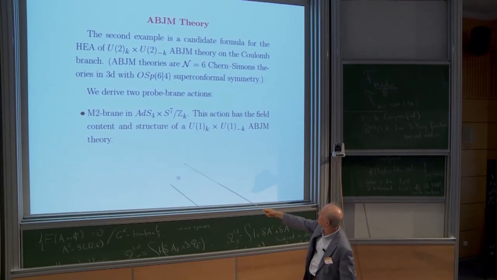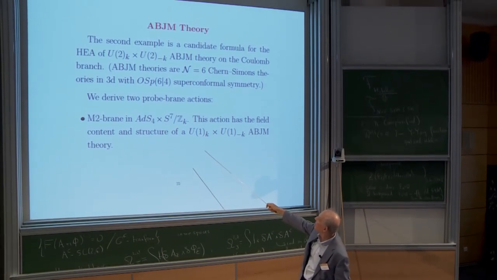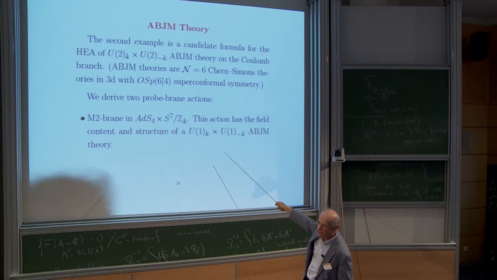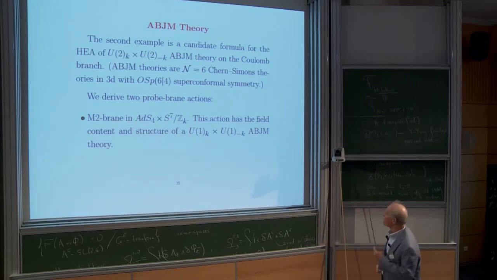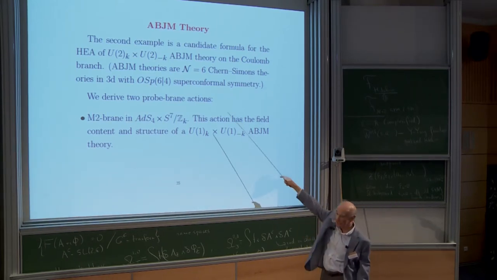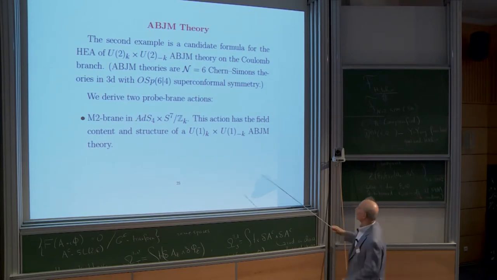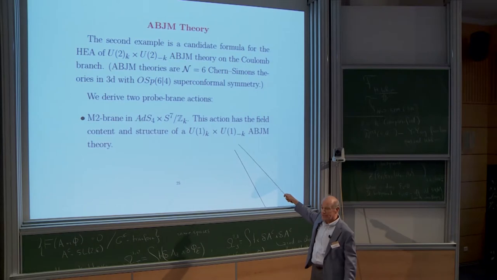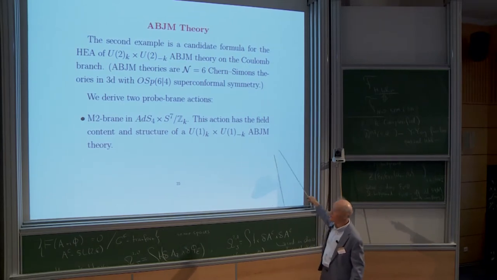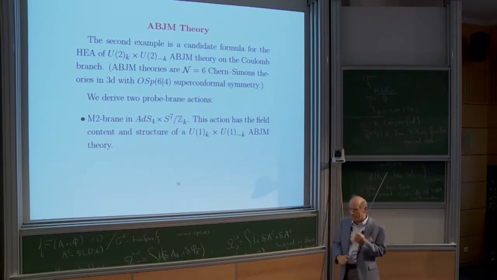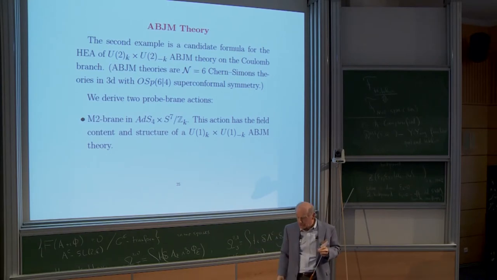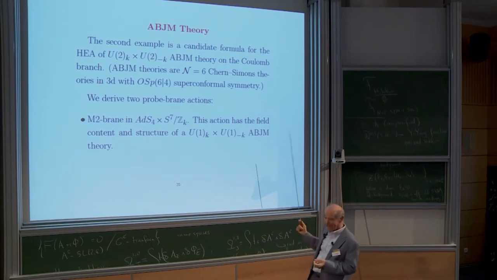The first direction will be to discuss an M2 brane in AdS4 times S7 mod Z_k. So this k is the same as that k. This action has the field content and structure of a U(1) level k times U(1) level minus k ABJM type theory. So that's what you would expect on the Coulomb branch. Everything else has been integrated out.